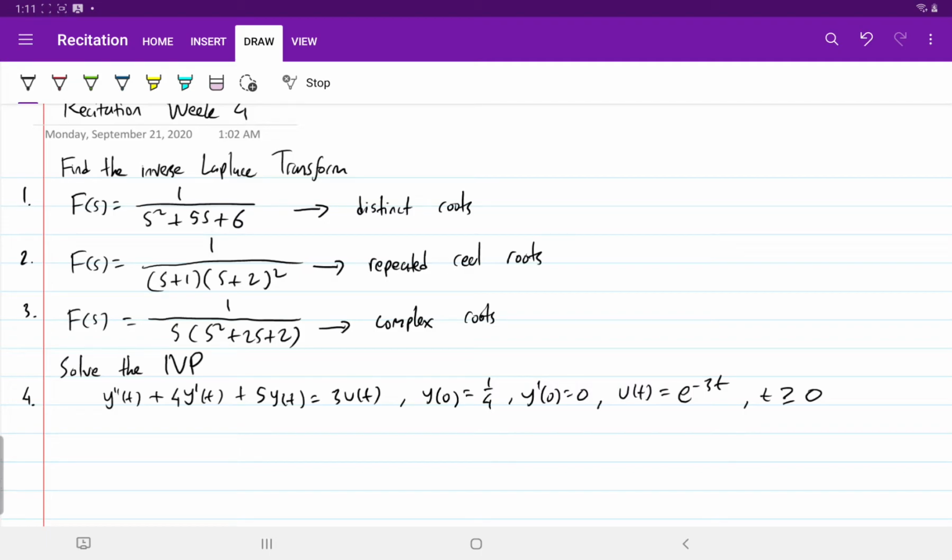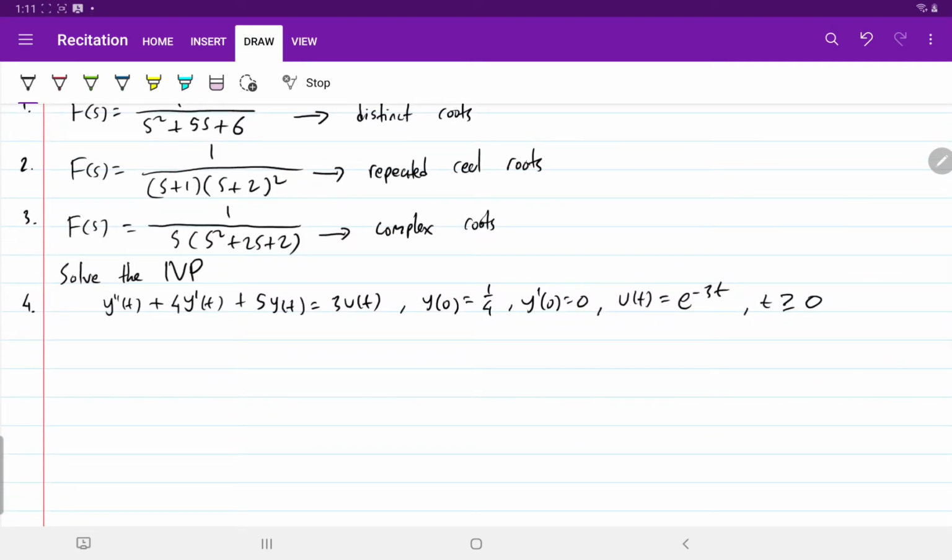The first three problems I will be demonstrating how we can find the corresponding inverse Laplace transform for three different cases. These cases depend on the types of the roots. For example, on the first problem we have distinct real roots. The second problem has repeated real roots, and the third problem has complex roots. Let's begin with the first problem.